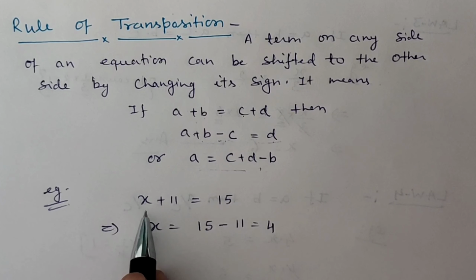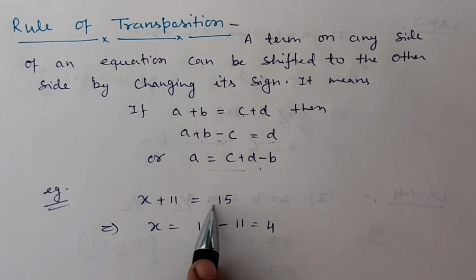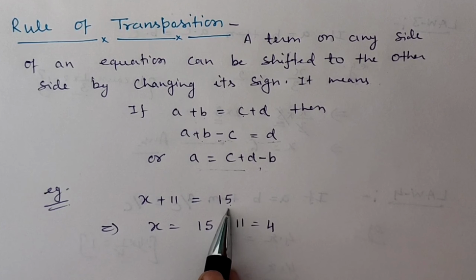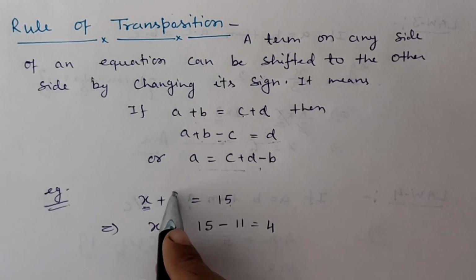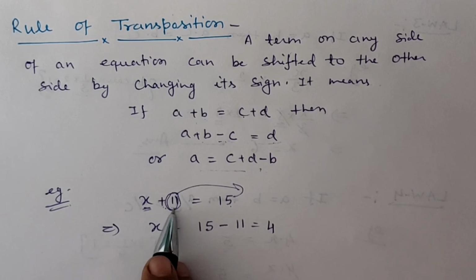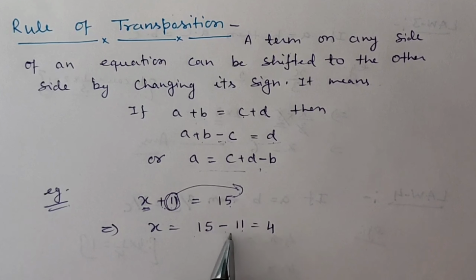Here you can see the linear equation is x + 11 = 15. Now you have to find the solution of this linear equation using the rule of transposition. So you have to find the value of x. You transpose this 11 to this side. It is +11, and when you shift it to this side, it will become -11. So x = 15 - 11 = 4.